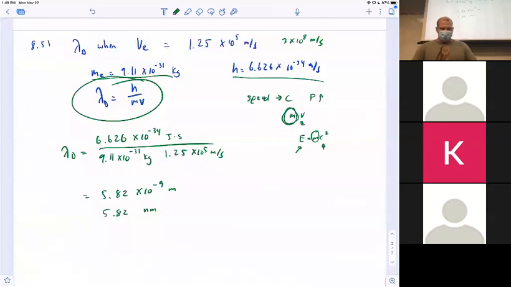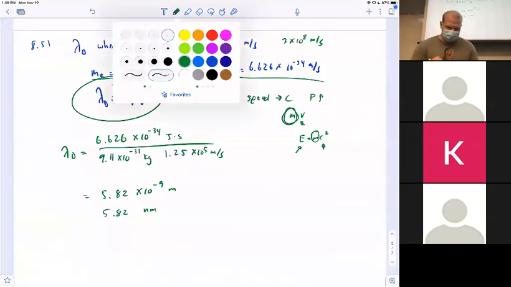Okay, a recap for this one. The de Broglie wavelength is Planck's constant over mass times velocity. Planck's constant is 6.626 times 10 to the minus 34 joule seconds. The mass of an electron is 9.11 times 10 to the minus 31 kilograms. And then the velocity is given. I can do the dimensional analysis if you want.